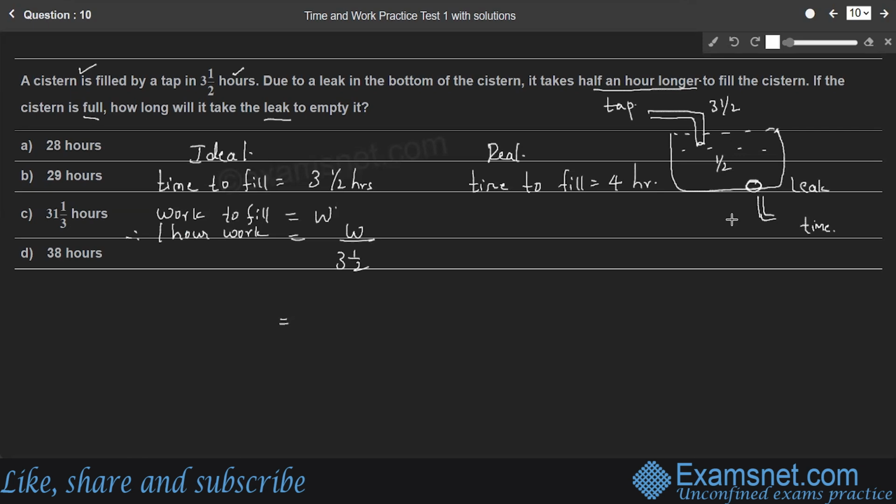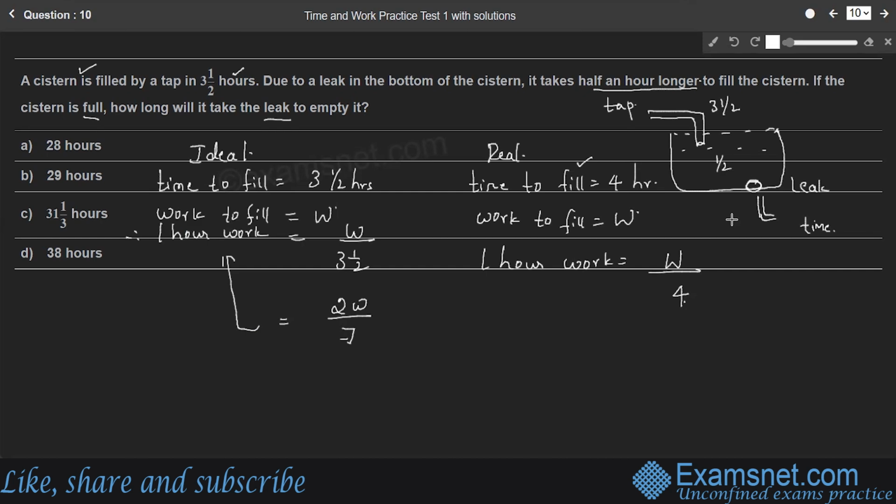Which is nothing but, 3.5 means 7 by 2, so it is 2W by 7. So 2W by 7 amount of work will be done in 1 hour in ideal condition. Whereas in real condition also, if work to fill the cistern is W, 1 hour work will be total work by time. Here time is different, 4 hours, so W by 4 will be 1 hour work in real condition.